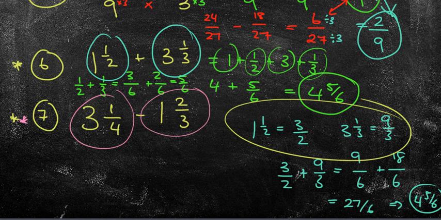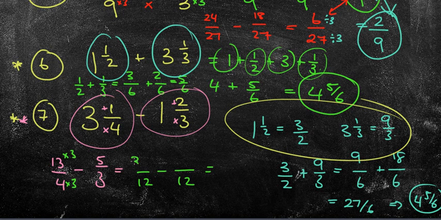So I can create this to make it 3 times 4 is 12 plus 1 is 13 over 4. Subtract. 1 times 3 is 3 plus 2 is 5/3. I can now look for a common denominator. 12, that looks pretty good to me. So put it over 12 and put that over 12. So 4 times 3 is 12. 13 times 3 is 39. 3 times 4 is 12. And 5 times 4 is 20. I can now subtract them nice and easy. 39 subtract 20 is just 19 over 12. Or you could write 1 and 7/12.